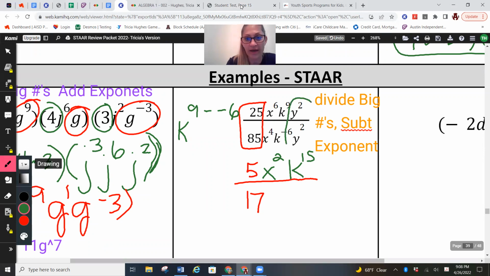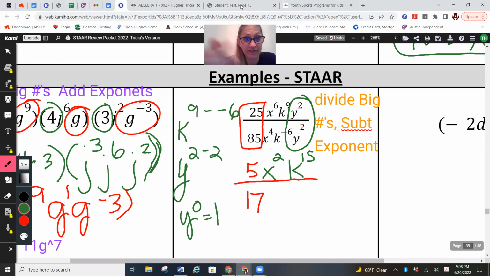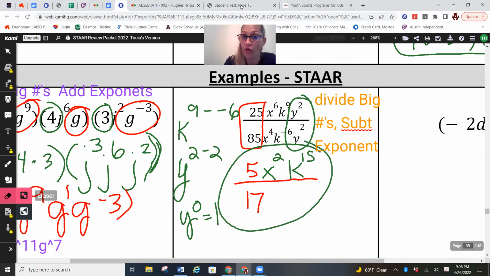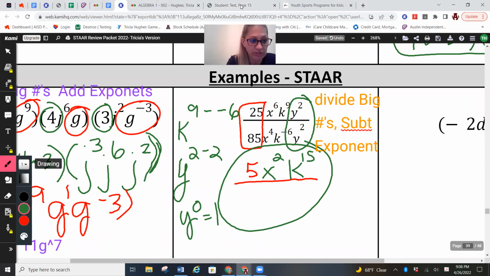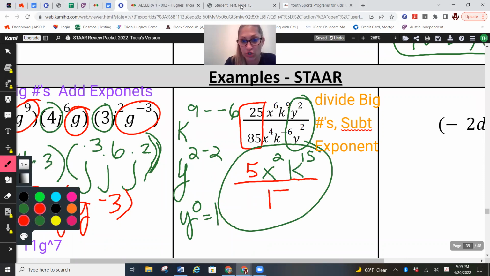For my y's, 2 minus 2 is 0. Anything to the 0 is 1. If it's 1, you don't even have to write it. This is my final answer, although I would most likely put 17 centered in the middle of the problem because I'm OCD.